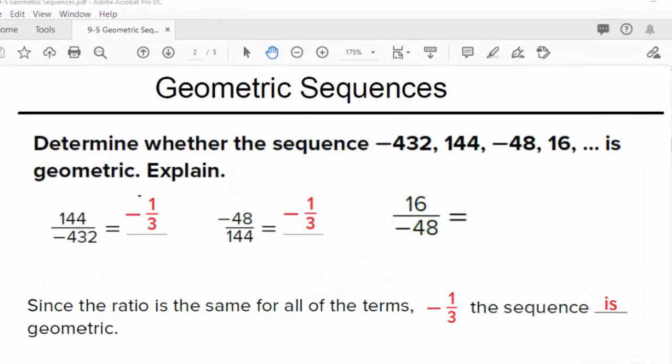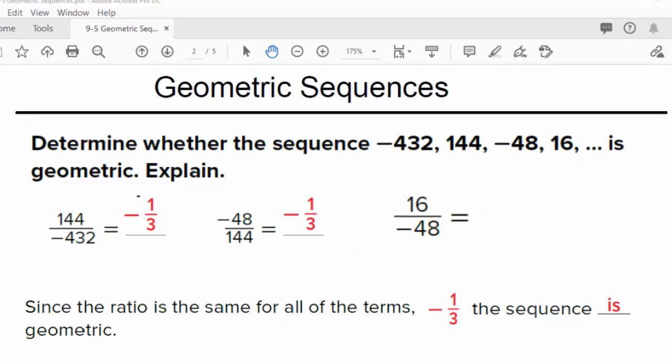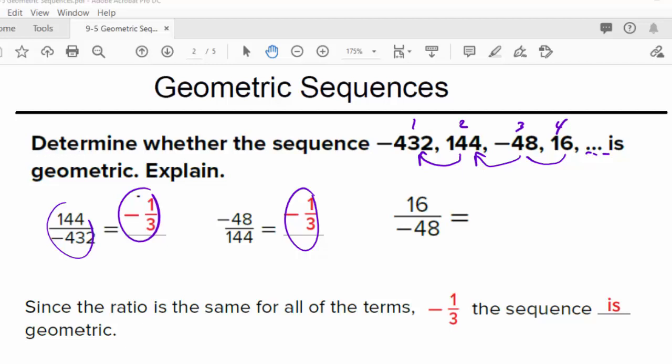So how do we determine if a sequence is geometric? Okay, so we've got our first term, our second, third, and fourth term, and then we've got a sequence after that. The way we can determine it is we take any number, let's say the 144, and we divide it by the number right before it, as we did over here, and you see it's a negative 1/3. And if we take the negative 48 and divide it by the number before it, same thing happens again. We get negative 1/3. So 16 divided by negative 48 will give us a negative 1/3.